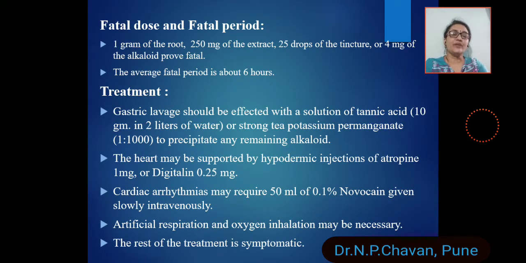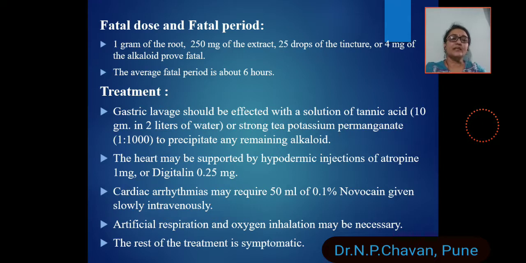The fatal dose and fatal period we will see. 1 gram of the root, 250 milligrams of the extract, or if the tincture is made, 25 drops of the tincture is fatal, or 4 milligrams of the alkaloid proves fatal. The average fatal period is within 6 hours, the person dies.